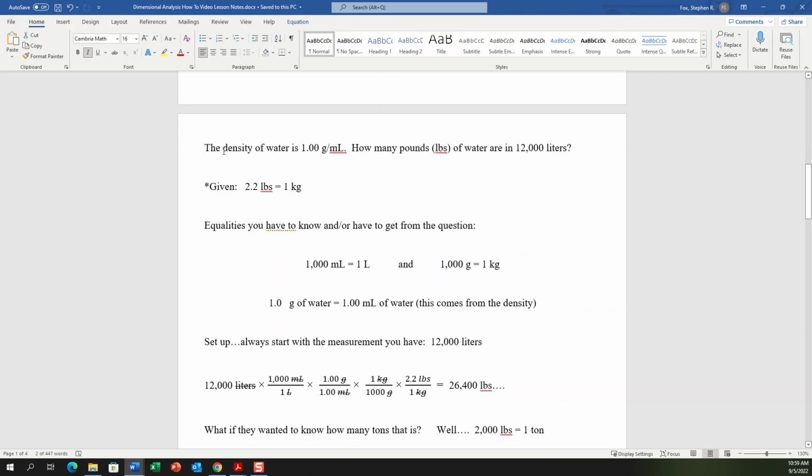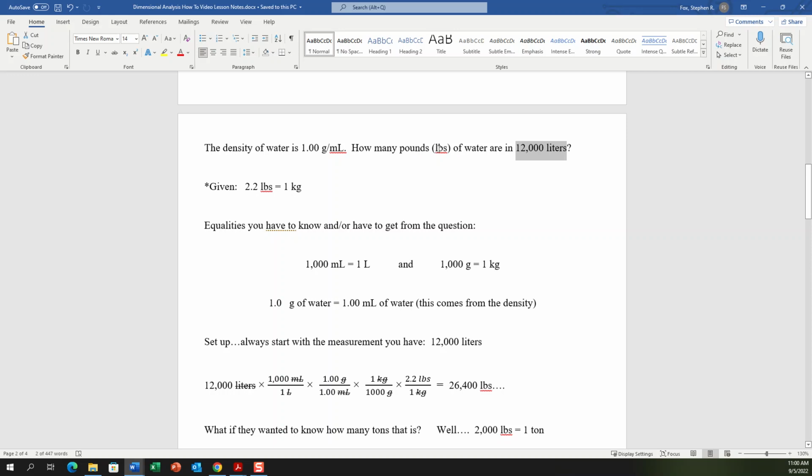All right, so we're given the density of water is 1 gram per milliliter. So remember, that's going to be an equality. So that measurement we can turn into equality. How many pounds of water are in 12,000 liters? Okay, so we're given a volume of water, we're given water's density, and we want to figure out the mass, but in pounds. Okay, so there's a lot going on here, right?